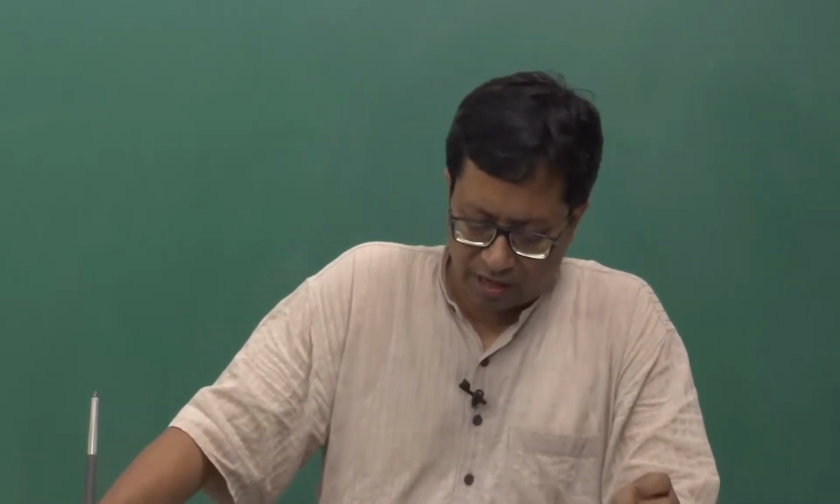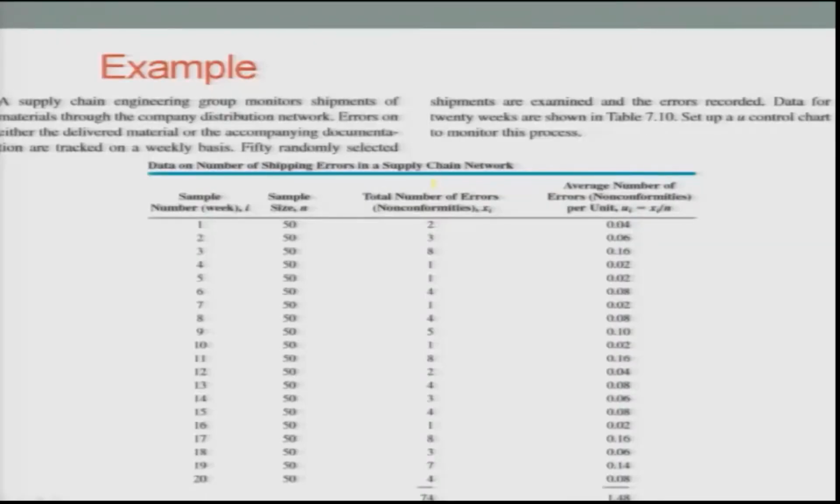So sample numbers are given along the first column. The sample size for each of these samples is fixed, which is 50, from each set of 50 in the first week, and the next week is again 50, and so on and so forth. The total number of errors is given in the third column starting from 2 to 4. That means for the sample for the first week, the total number of errors was 2. Then for sample number 2, the sample size is again 50, and the total number of non-conformities comes out to be 3, and based on that you find out the average number of non-conformities per unit reported.